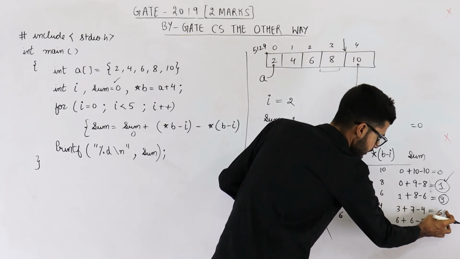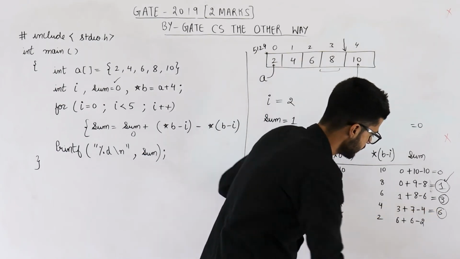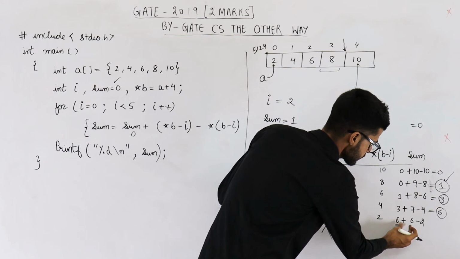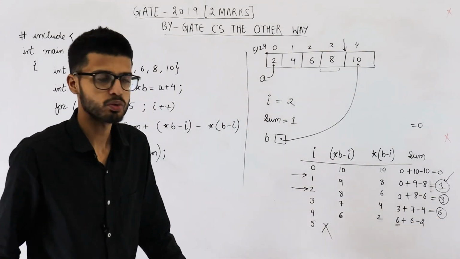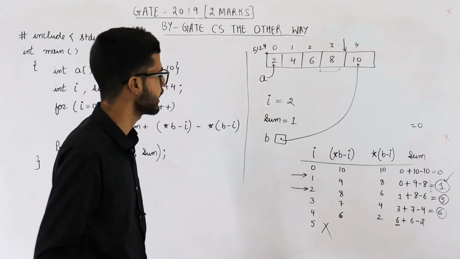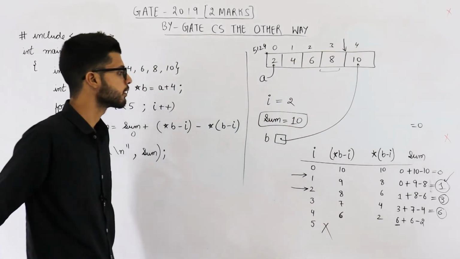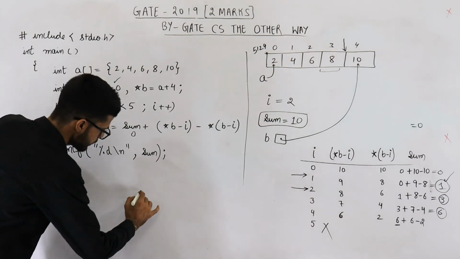Then again take the current value. In the next iteration, the current value of sum will be 6. Take that value plus this minus this. So 6 plus 6 minus 2. 6 plus 6 is 12. 12 minus 2 is 10. So after this loop ends, the value of sum will be 10. Like this, okay? And printf sum will print 10.